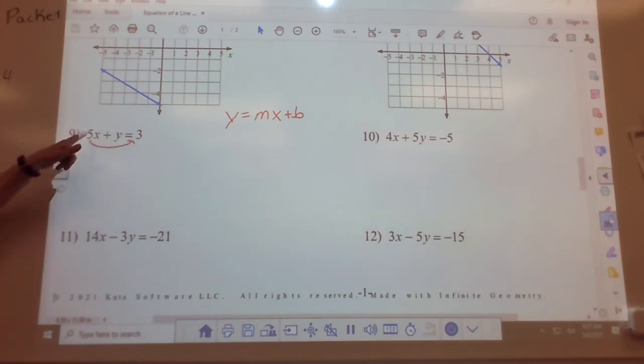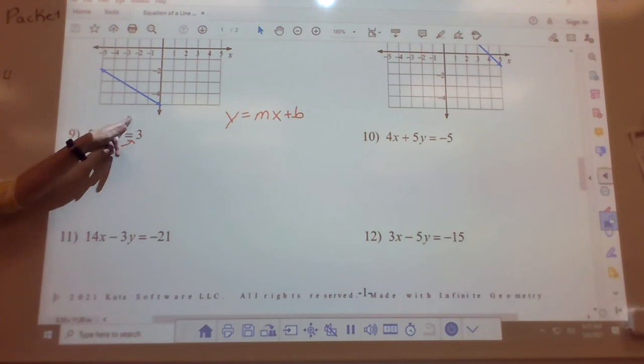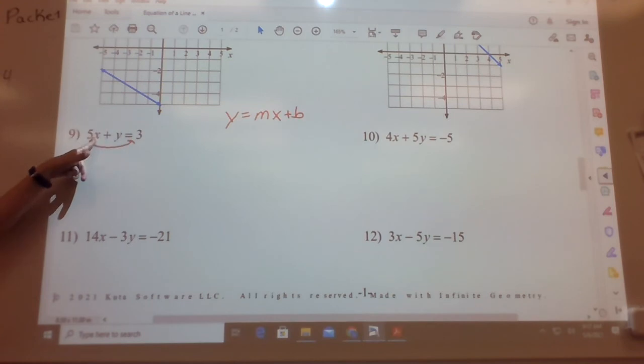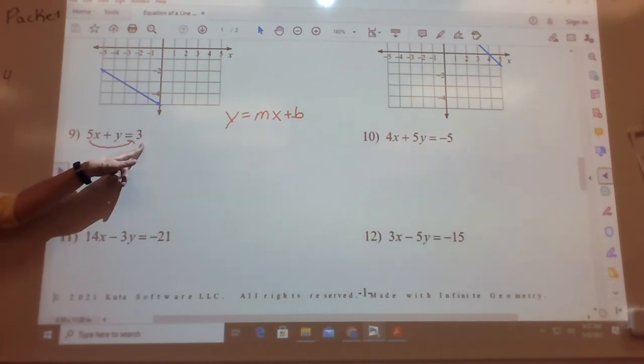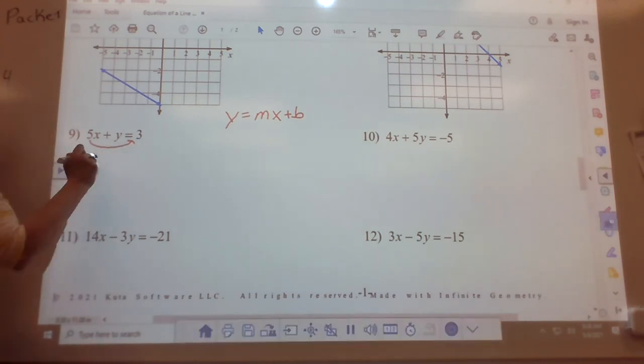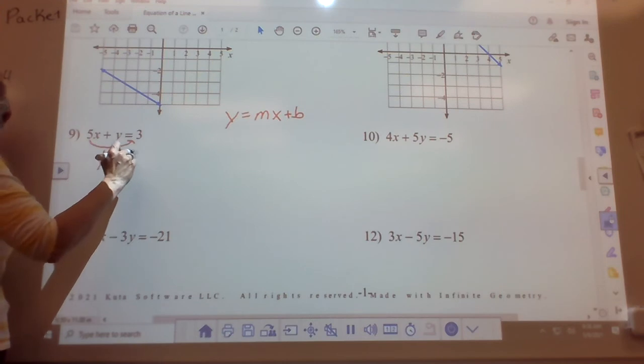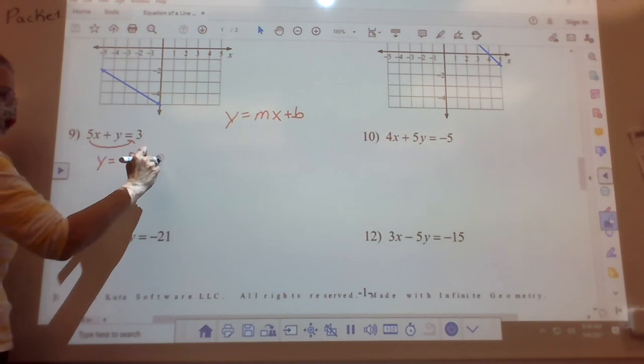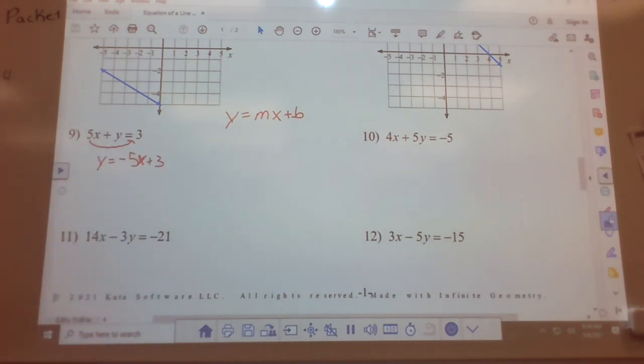Now remember, when you slide the x behind the equals, it is always going to change the sign. Because the x is always positive if it's in standard form, when I slide it, it's going to change to negative. Because I'm changing sides, it changes signs. So I end up getting y equals negative 5x. The 3 is just a plain old 3, so I put plus 3. So y equals negative 5x plus 3. Now that one, that's the only thing I have to do. But most of them, there's going to be one more step.